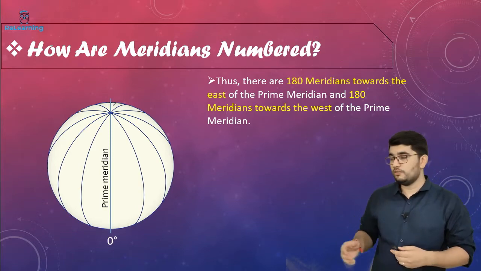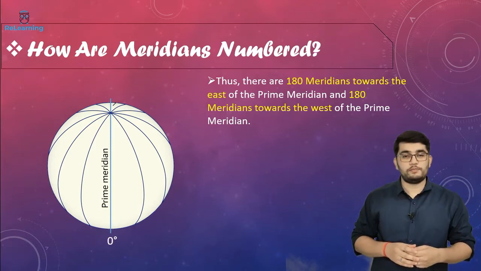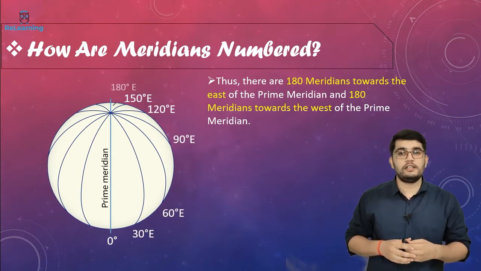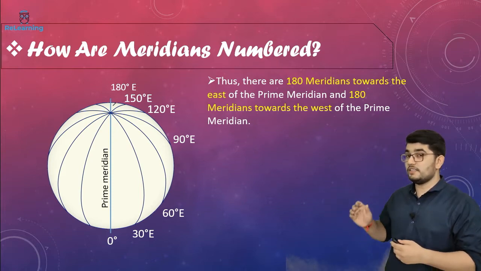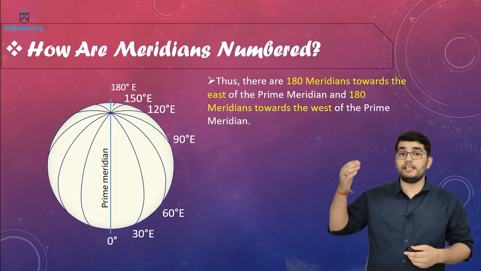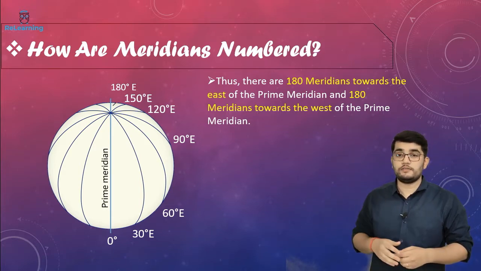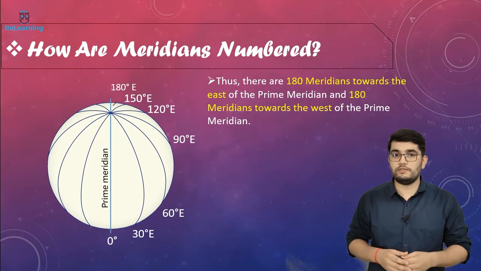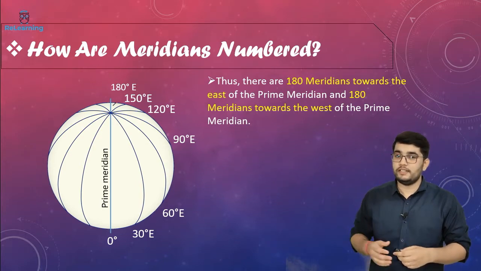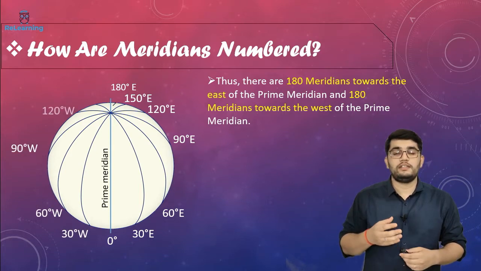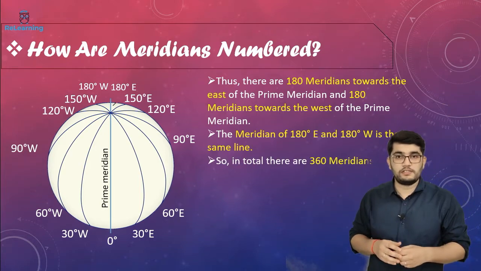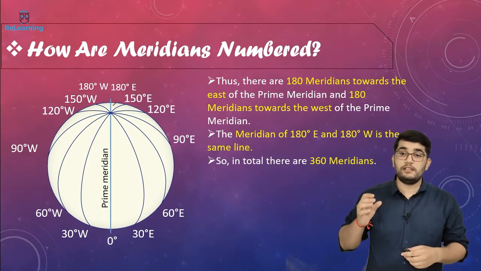You can see on the screen over here it is 0 degree, that is prime meridian. Towards the east side there is 30 degrees east, 60 degrees east, 90 degrees east, 120 degrees east, 150 degrees east, and meridian ends at 180 degrees east. Like this, the numbers are also given towards the western side of the prime meridian, like 30 degrees west, 60 degrees west, 90 degrees west, 120 degrees west, 150 degrees west, and 180 degrees west.